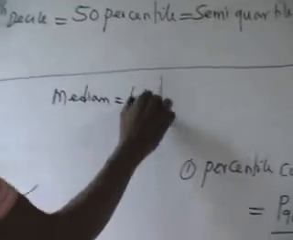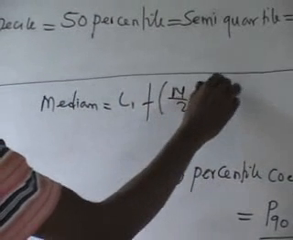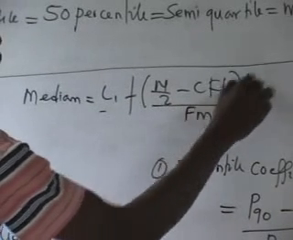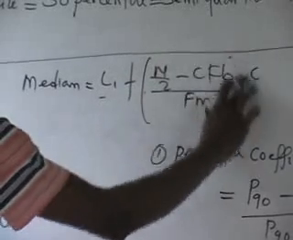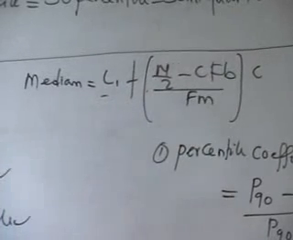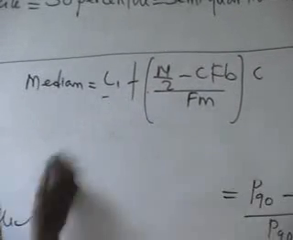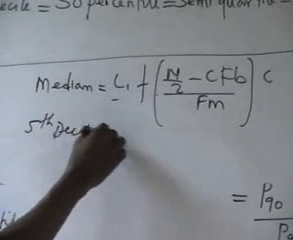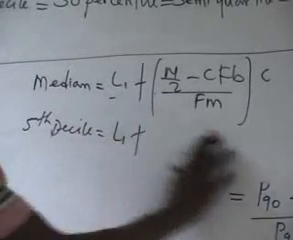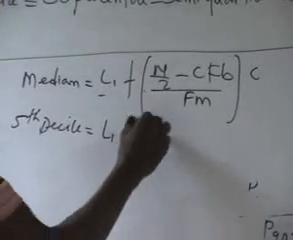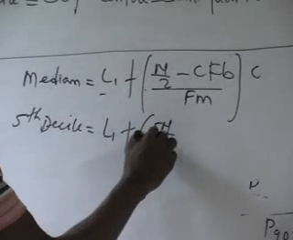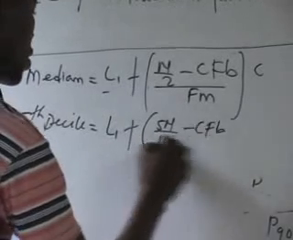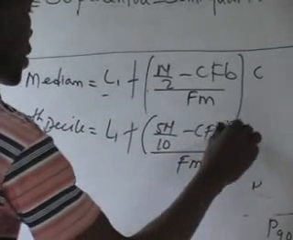Median formula is L1 plus what? N over 2 minus CFB all over what? Fm bracket C. Let us prove it now. Let's prove it. Are we together? One after the other. Now we have for fifth decile. Our fifth decile is the same thing as L1 plus what? It is the same thing as L1 into bracket of 5n divided by what? 10, because decile is 10, then minus CFB all over what? All over Fm bracket C.